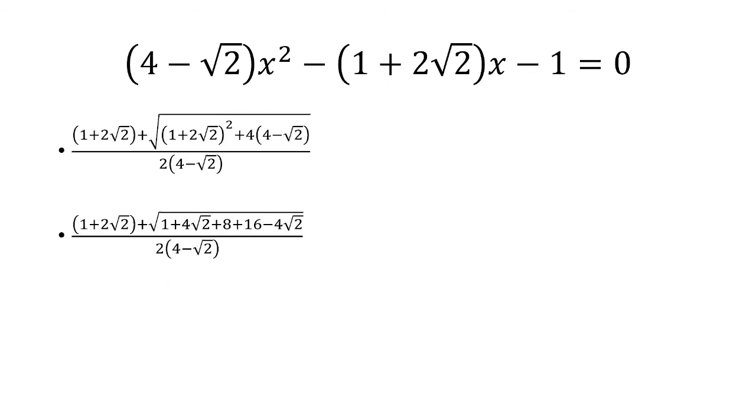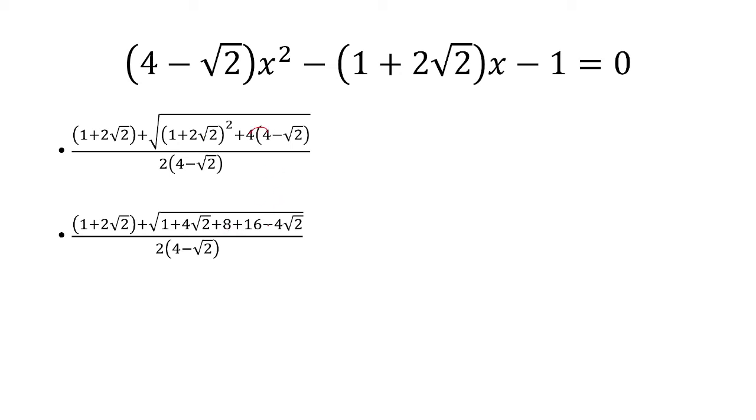Now we can distribute the square for 1 plus 2 root 2. So we'll have 1 plus, and then we have 1 times 2 root 2 plus 2 root 2 times 1, which really is just 4 root 2. And then 2 root 2 squared, well, 2 squared is 4, root 2 squared is 2, 4 times 2 is 8.